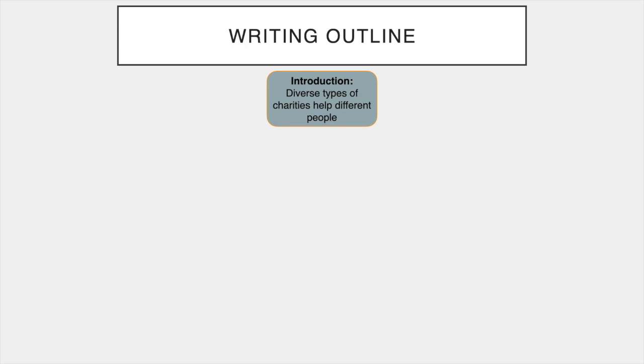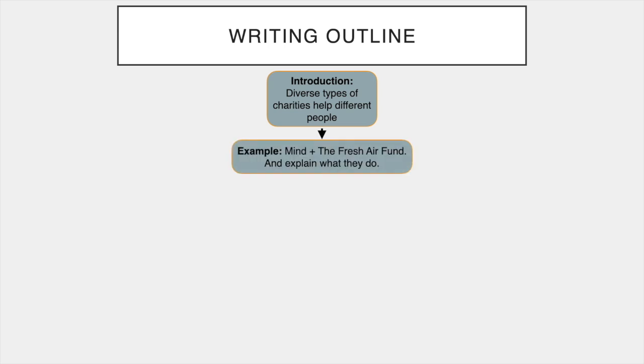Introduction. Always begin loosely, writing around the topic for a sentence or two. In this example, I intend to write about the different types of charities and how they help different people. Then I give 2 examples of charities: Mind, which is a mental health organization, and the Fresh Air Fund, which is a recreation and sports charity, and explain what they do and how they help people.